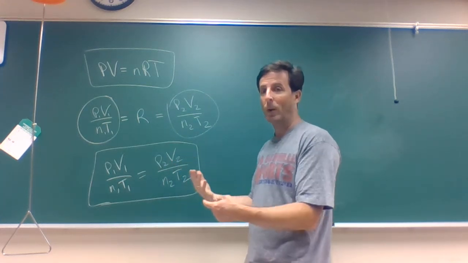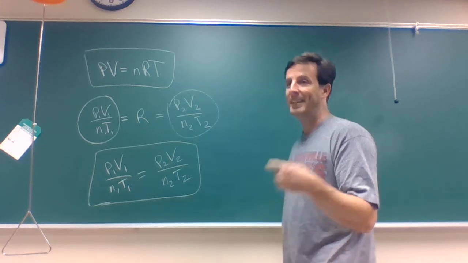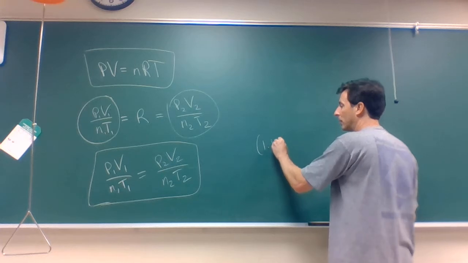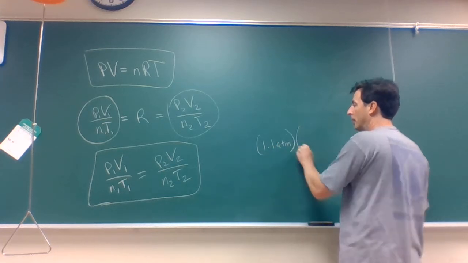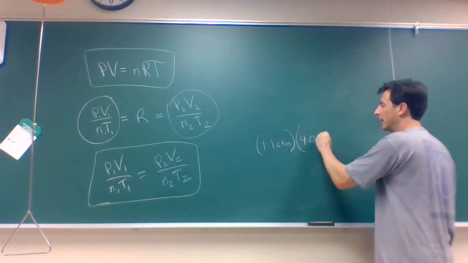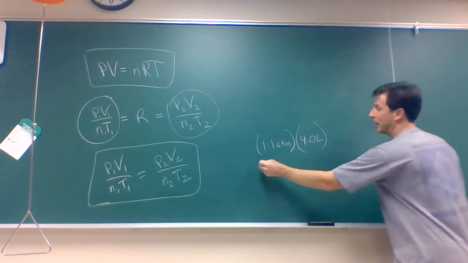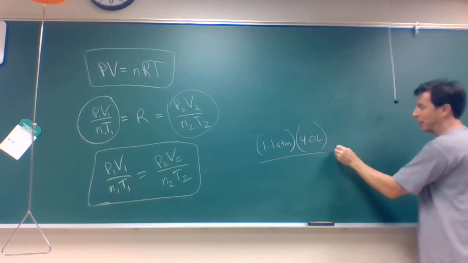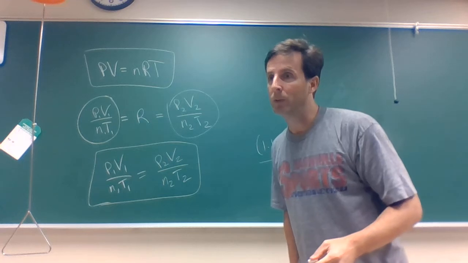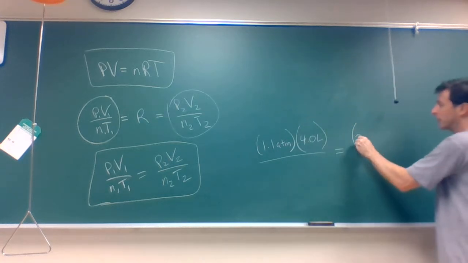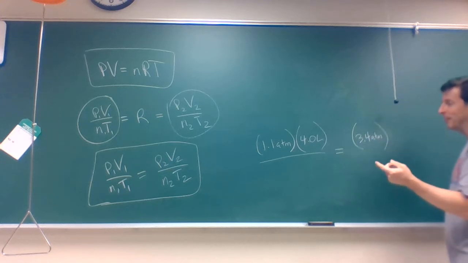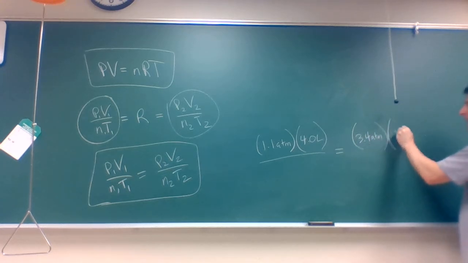Okay, now let's look at the whole equation though. So P1, the initial pressure, was given to be 1.1 atmospheres. The initial volume was 4 liters, 4.0 liters. Okay, now I'm just going to worry about the top of the equation at first. My final pressure, P2, is going to be 3.4 atmospheres. And then they didn't give me V2, so that's my X, that's my unknown.